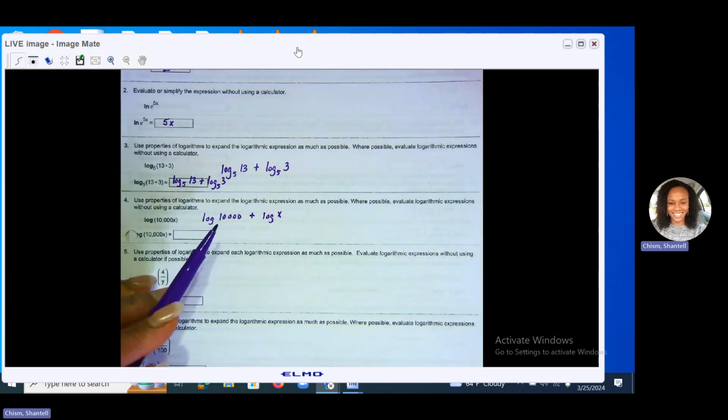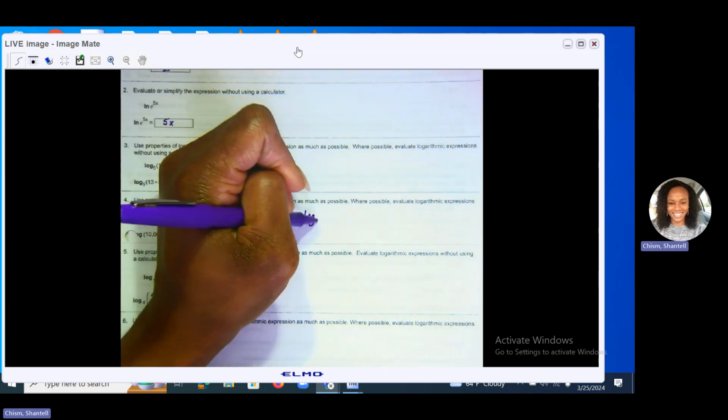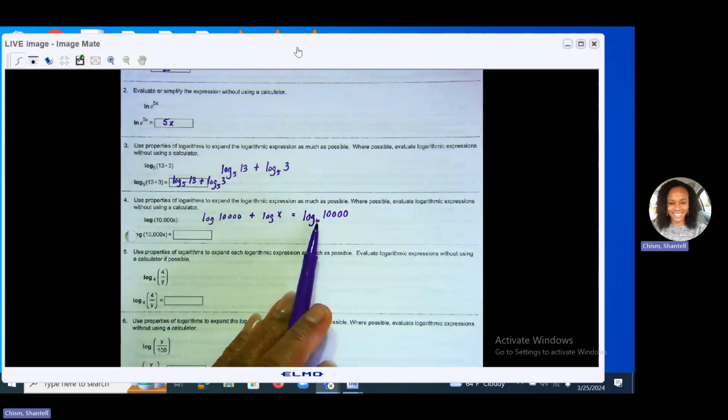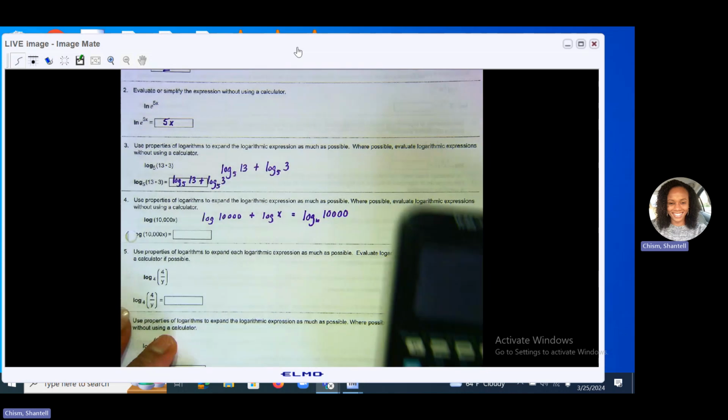Now, understand that when you do not see a base, it's understood to be a common log, base 10. So in other words, I'm trying to find 10 raised to what power would give me 10,000. Notice that there are 4 zeros here. So that would be 10 to the 4th power would give me 10,000. Okay? But you could always put it in your calculator as well.